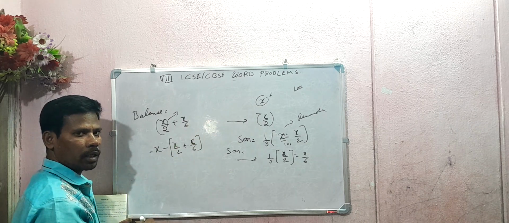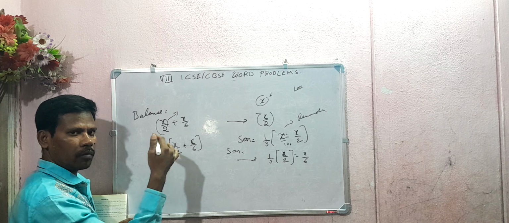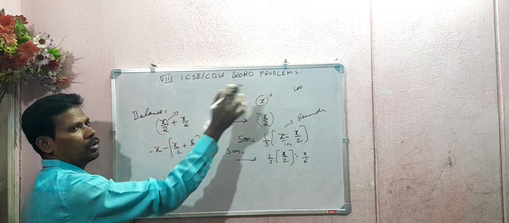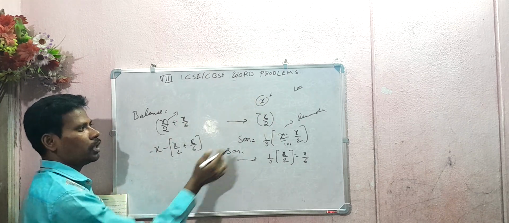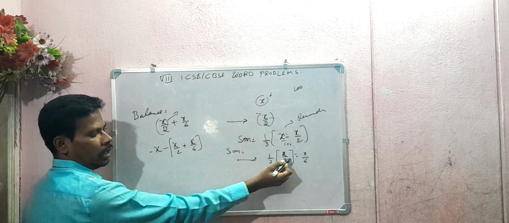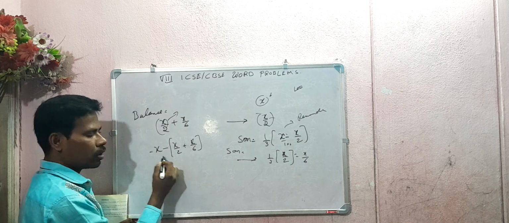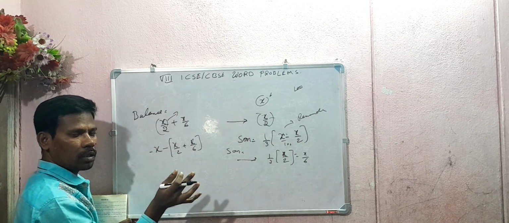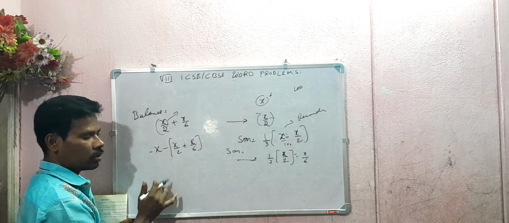So balance will be the remaining, no? Son, daughter, and whatever. x by 2 is sold, meaning to his wife, I think so. Here it is not mentioned. x by 2 is nothing but wife. He gave x by 2 to wife, x by 6 to son, and the daughter gets the balance. Whatever balance is left over, he gave to the daughter.